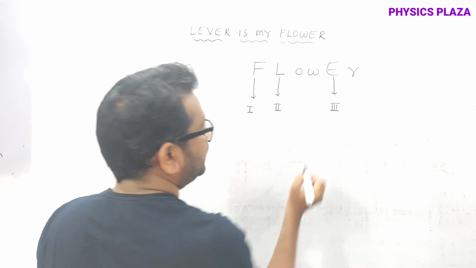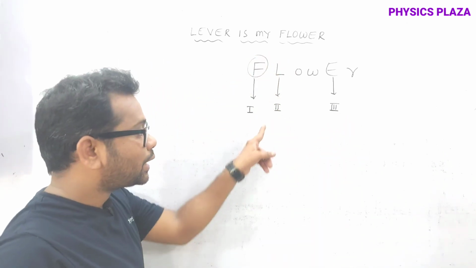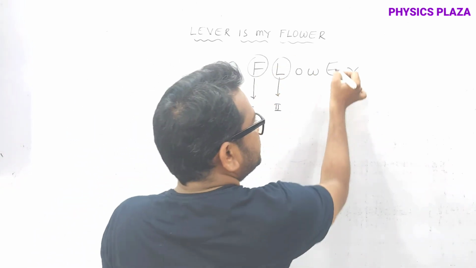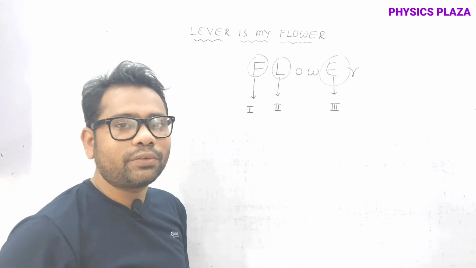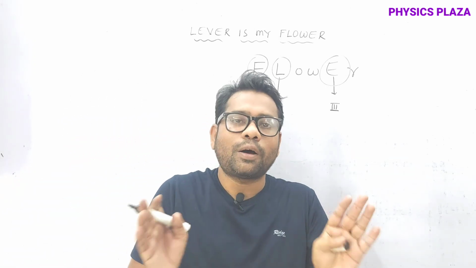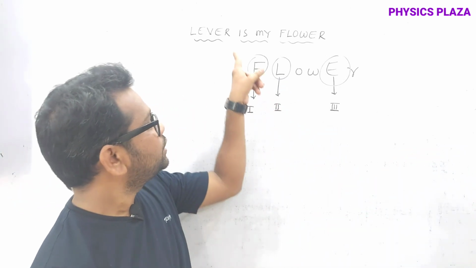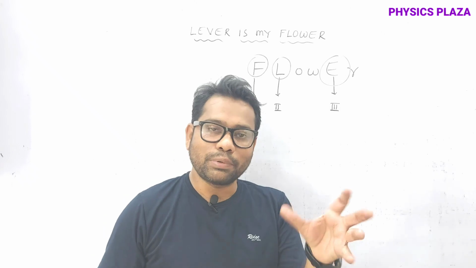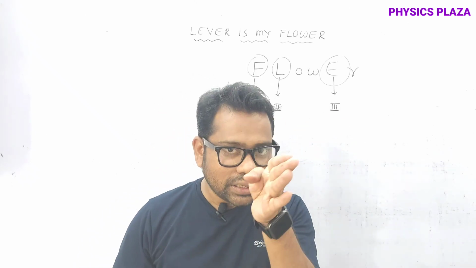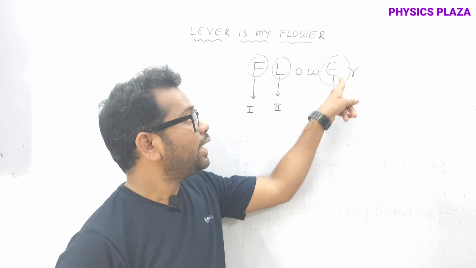In a class 1 lever, the fulcrum is in the middle. In a class 2 lever, the load is in the middle. In a class 3 lever, the effort is in the middle. If we know what is in the middle, obviously you can understand the other two sides easily. That's why I said lever is my flower. If you can remember the word flower in order: class 1 lever, fulcrum is in the middle; class 2 lever, load is in the middle; class 3 lever, effort is in the middle.